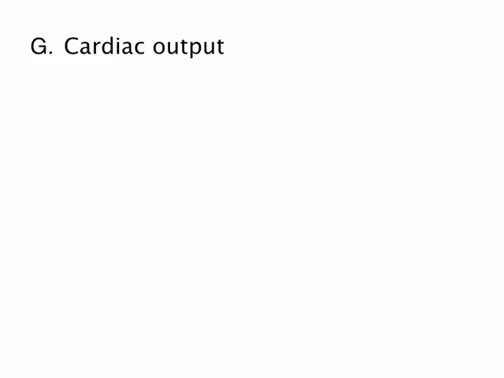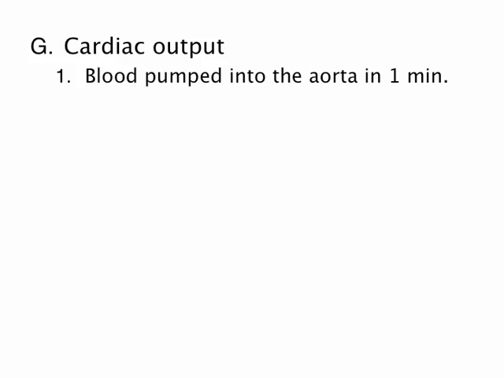Let's go ahead and talk for a minute about cardiac output. This is the amount of blood pumped into the aorta in 1 minute, or how much blood your heart is putting out. To calculate this, we would take the heart rate, so how many beats per minute, times something we call the stroke volume. The stroke volume is the amount of blood that's going to be pumped out of the heart into the aorta every time the heart beats.